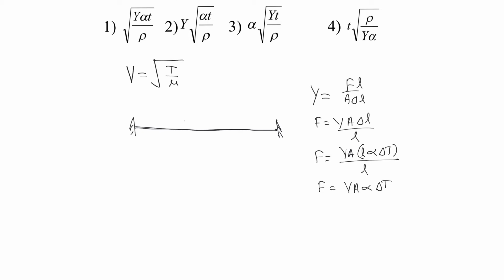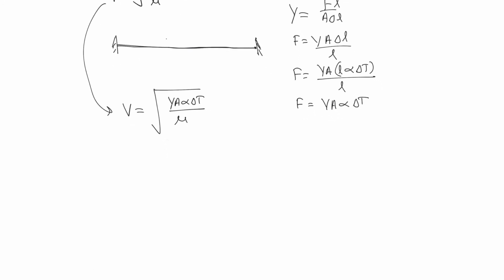If we put this in the equation for velocity, we can write V is equal to the square root of, instead of T, YA alpha delta T divided by mu. In the question it is not given in terms of linear mass density, but in terms of volume density. We know that volume density rho is mass divided by volume, and volume is area into length, so mass by length is the linear mass density. We can take this as mu by A.